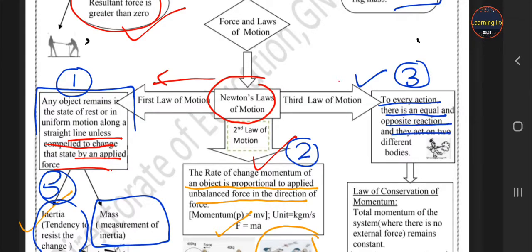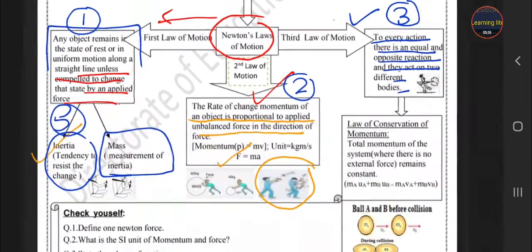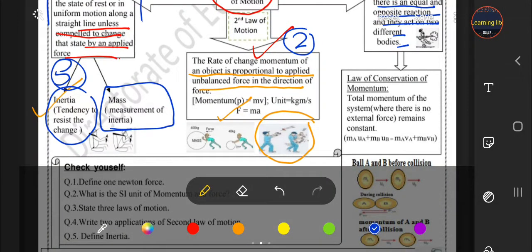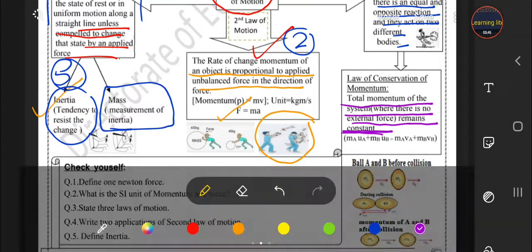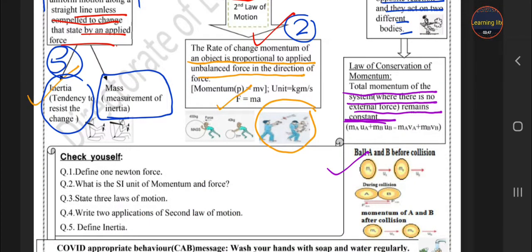I think this is also clear to you. Last is our law of conservation of momentum. What is the law of conservation of momentum? The total momentum of a system before and after collision remains constant. It means before collision, on collision and after collision, in all the situations momentum remains constant. Okay student, first question we are done.